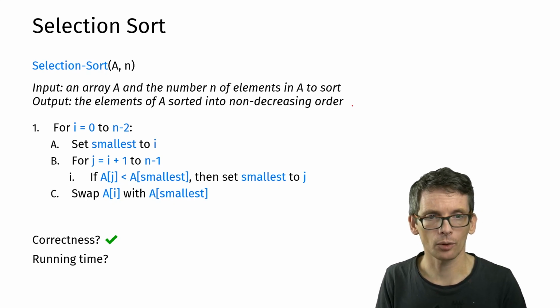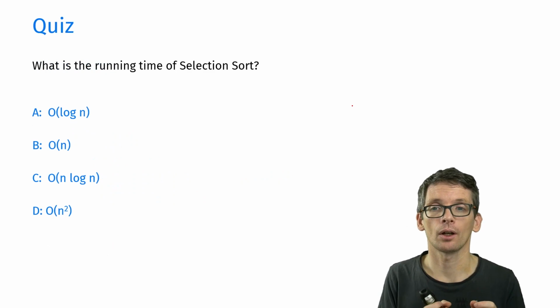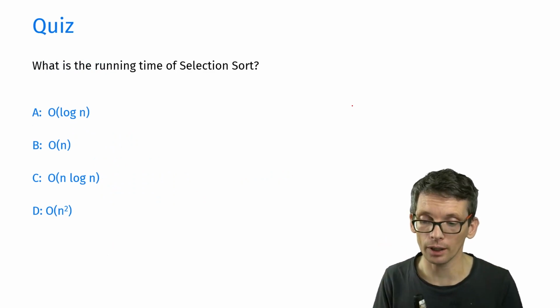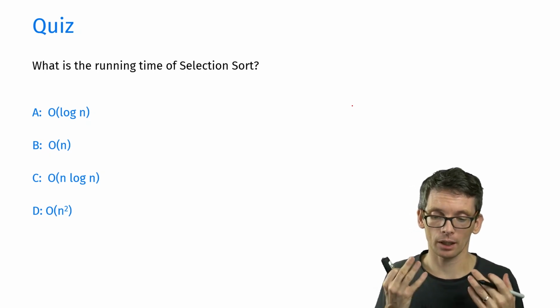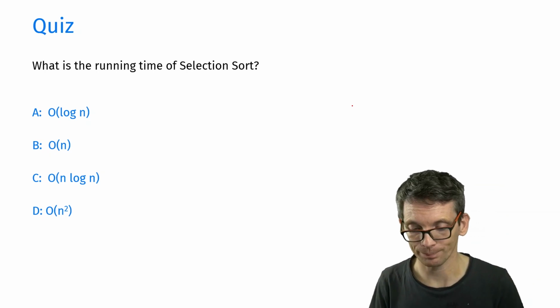Have a look at this algorithm, because now I'm going to make this a quiz. What is the running time of selection sort? Is it order log n, order n log n, or order n squared? And again, we would like to have a tight bound.